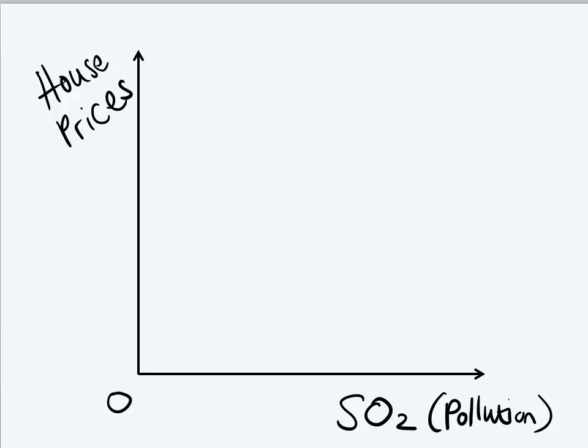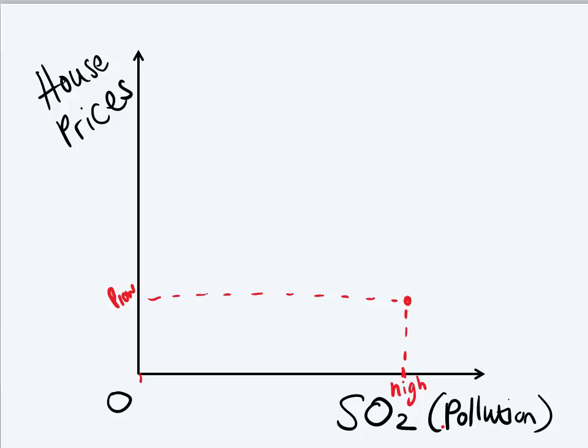So let's start. If pollution is really high, so here's zero pollution and here is a high level of pollution, so I'm just going to write high level of pollution, then we will find that house prices are not that high. It's actually quite low. Why? Because people don't like to stay in a place that's polluted and dirty and unhealthy. So they would, if they can, avoid staying there.